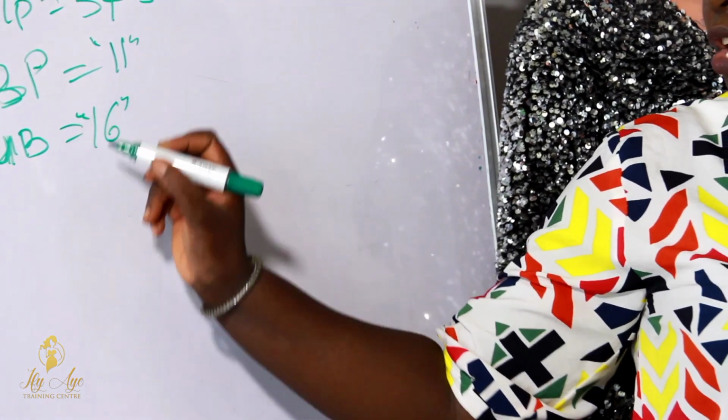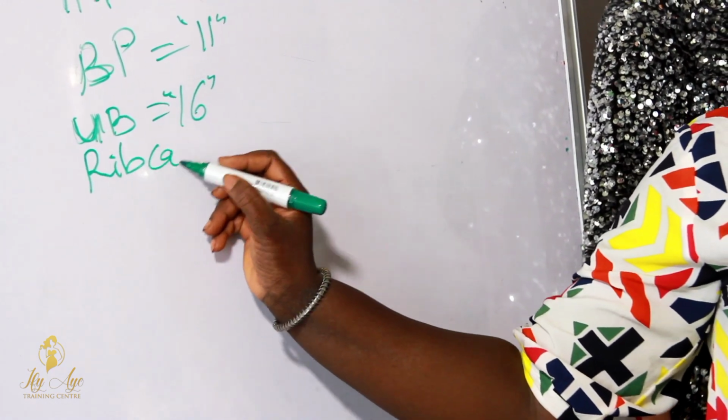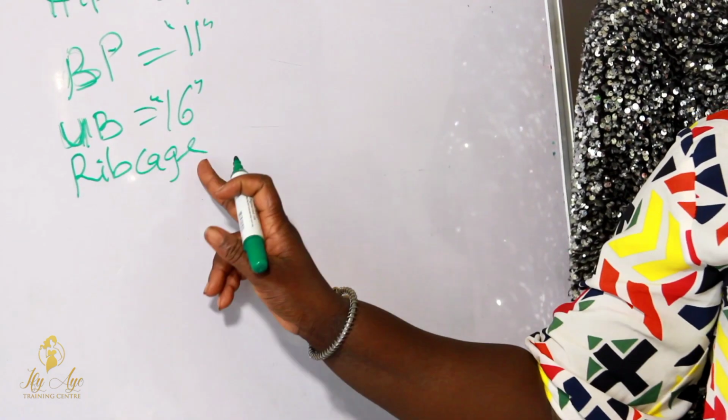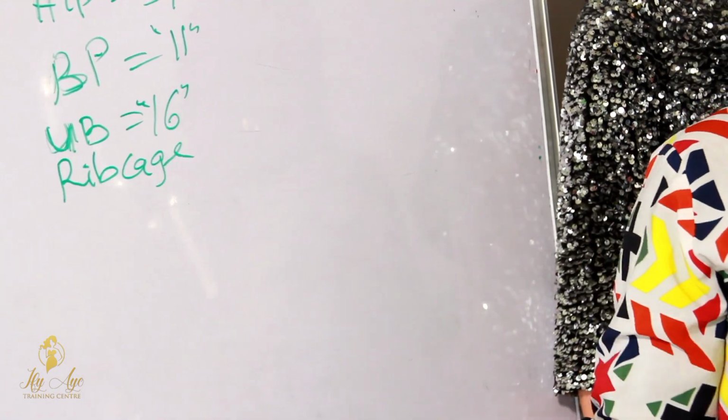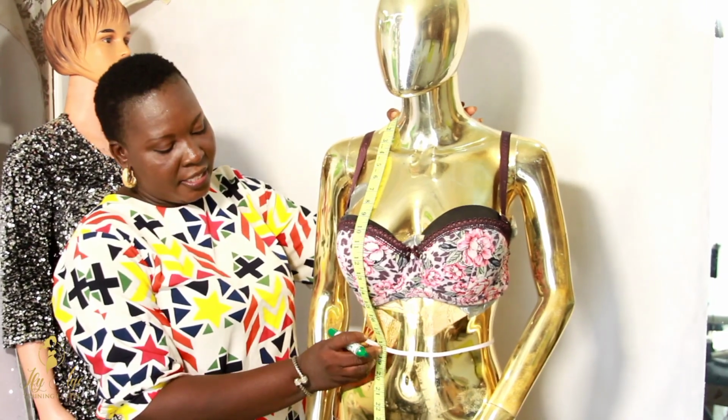16 inches. Some call it rib cage. So when you see rib cage in your textbook or under bust, it's the same thing. The next measurement I'll be taking is our full front, which is your half length, full front.